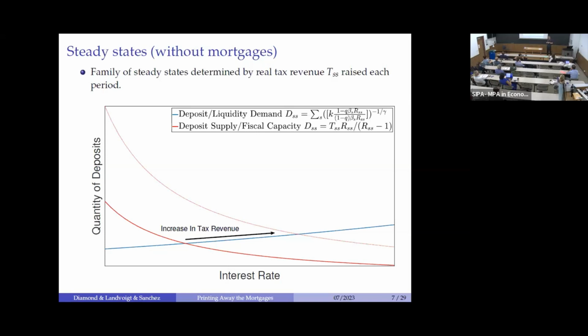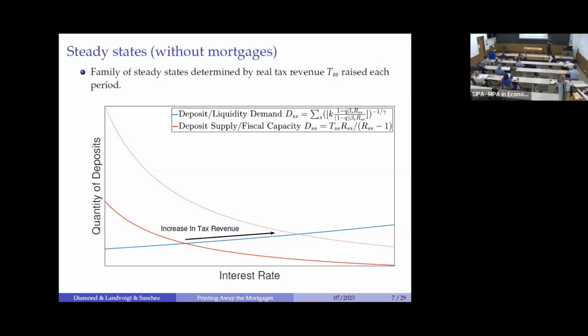So here is, at least without mortgages, which is the simplest case I can plot, what the family of equilibria in the model looks like. Qualitatively, when I put the mortgages back in, I can derive similar things. It's just the equations are a little less pretty. But we basically have upward and downward sloping curves for supply and demand for liquidity in real terms.